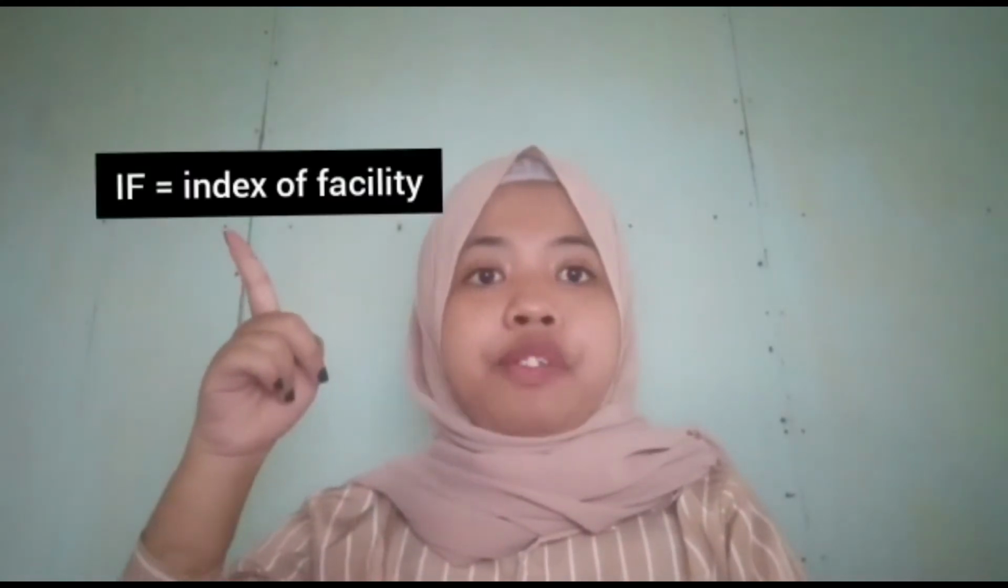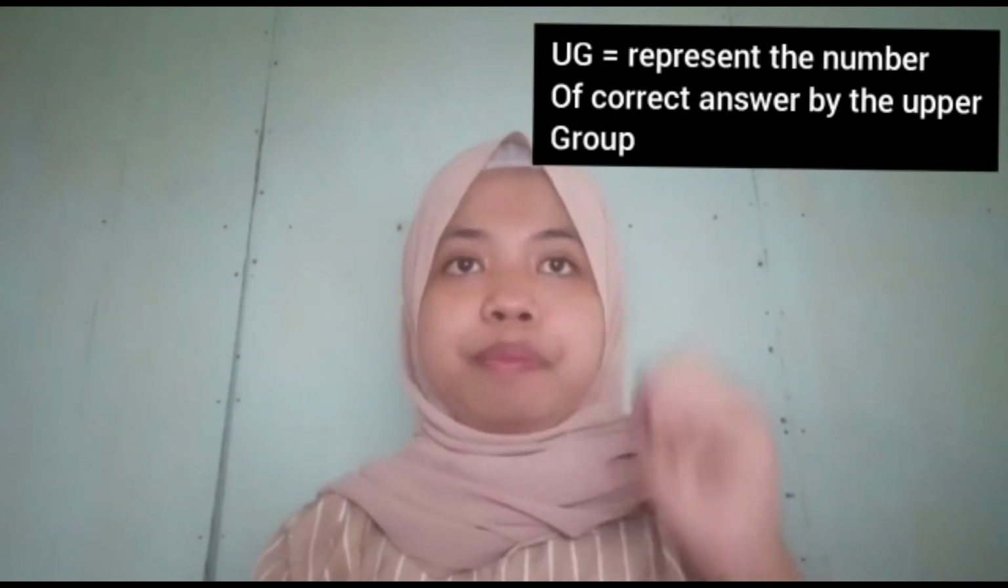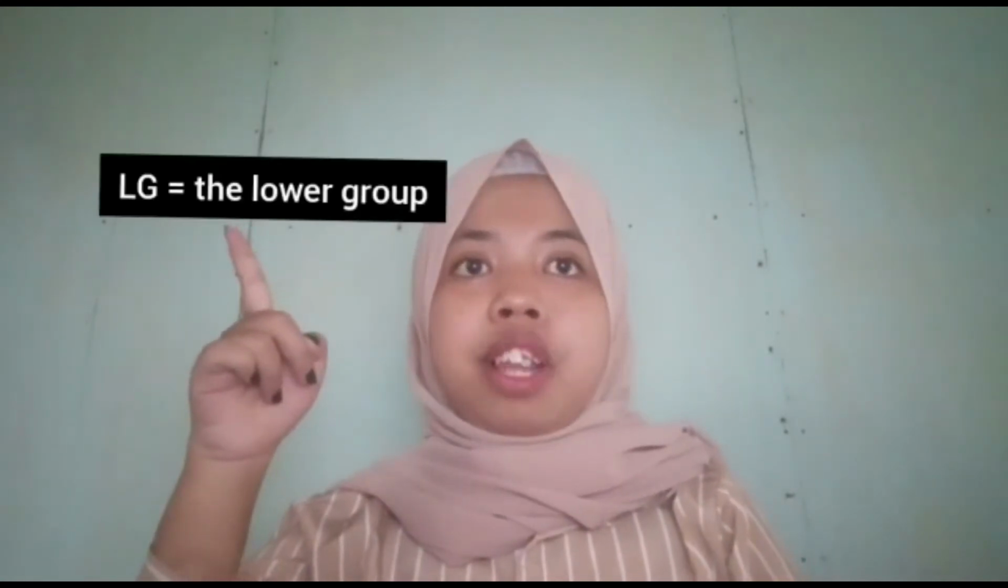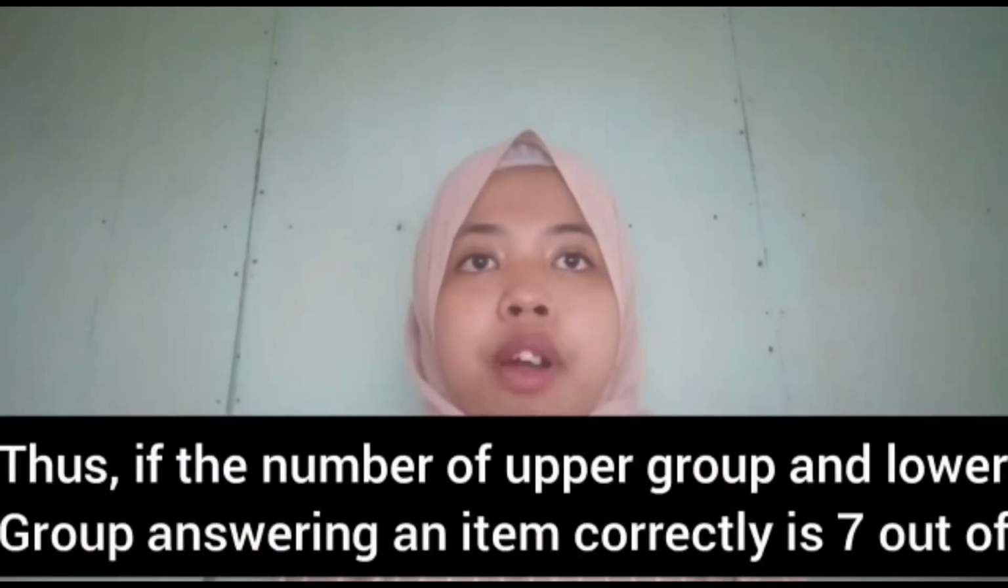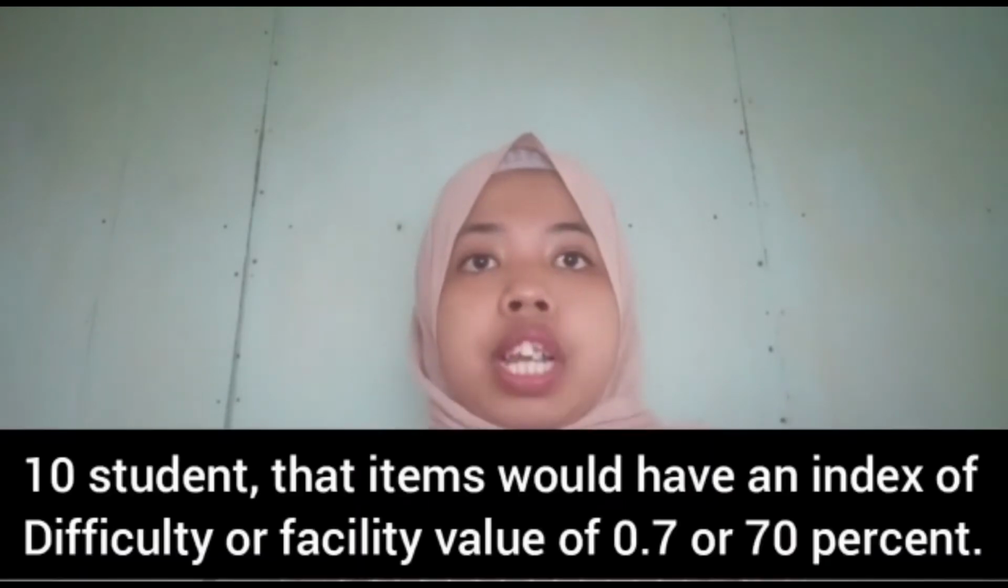EF is the index of facility. UG represents the number of correct answers by the upper group, LG by the lower group, and N the number of students taking the test. Thus, if the number of upper and lower group students answering an item correctly is 7 out of 10 students, that item will have an index of difficulty or facility level of 0.7 or 70%.